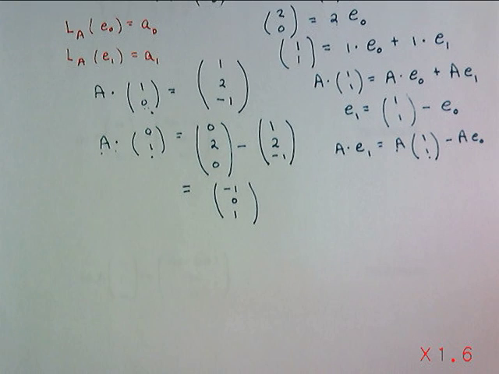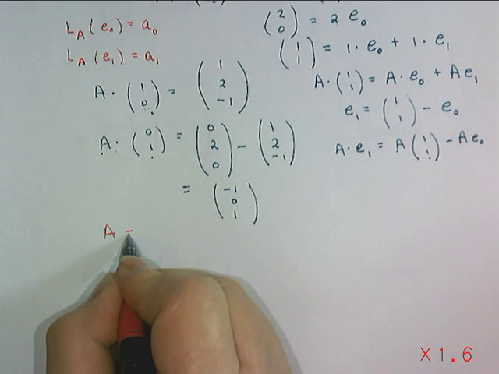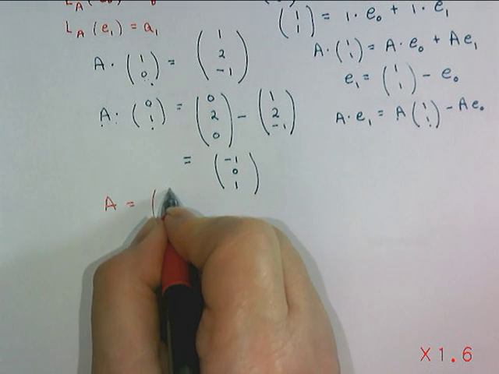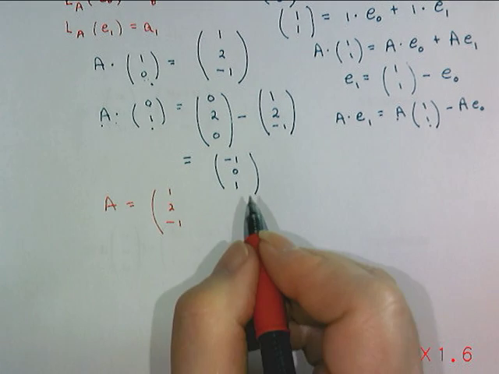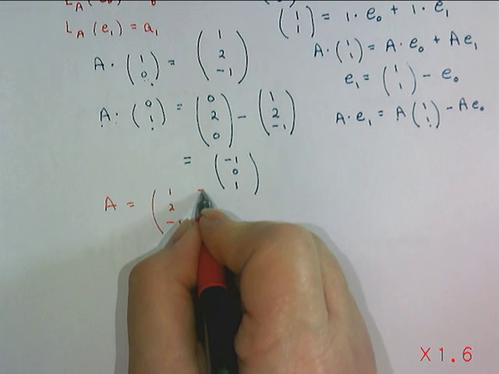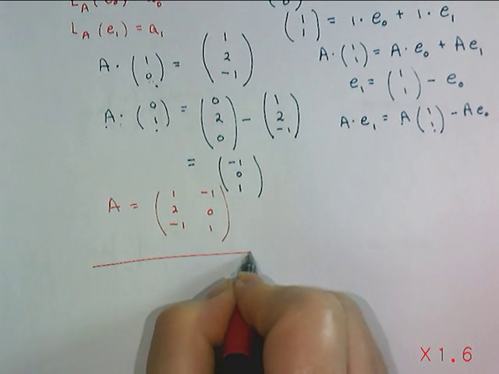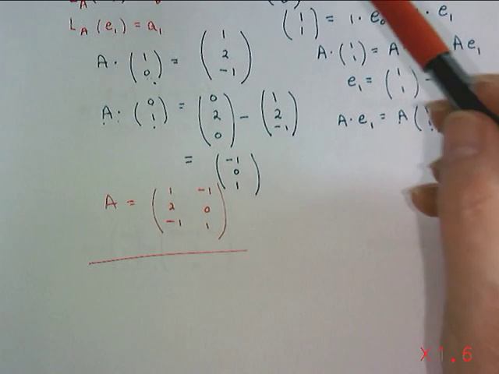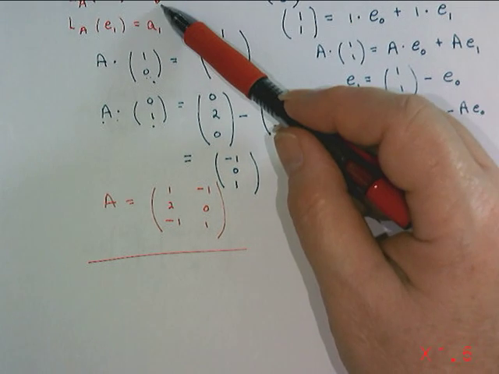So now we can determine matrix A. Its first column will be 1, 2, -1, and the second column will be -1, 0, 1. We're done. And it's all based on the fact that matrix multiplication is related to linear transformations.